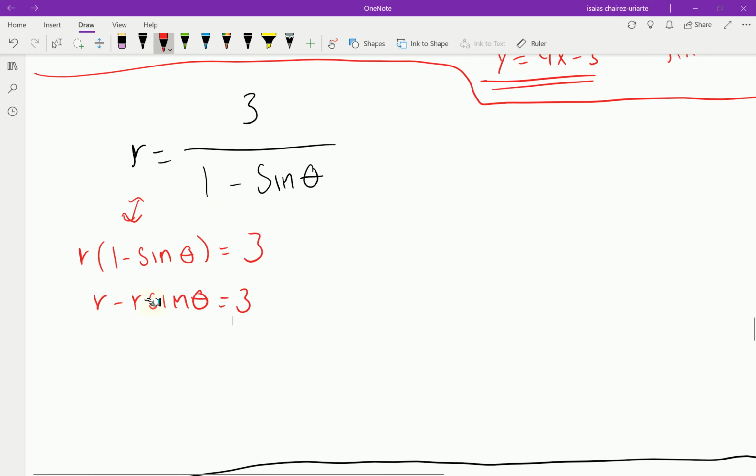Okay, and now you should realize that r sine theta, we can replace that with y. But what about r? I know that r squared is equal to x squared plus y squared. But what about just r? Well, I hope that you agree, since it's positive, it's just the positive square root. So this becomes the square root of x squared plus y squared minus y equals 3.